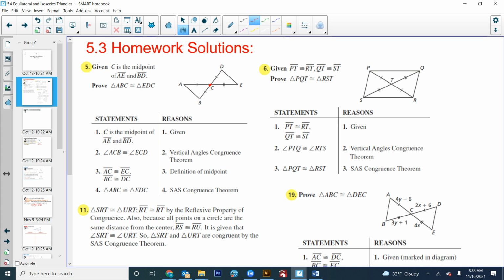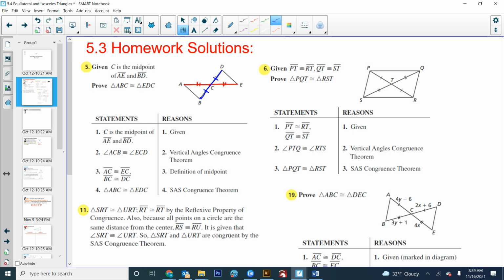So C is the midpoint of AE, and then BD. So those segments are congruent to each other, but do you agree the blue and red segments aren't necessarily congruent? Let me say it again. These segments are congruent to each other, but that doesn't necessarily mean the red and blue segments are congruent. Got that? Awesome. All right, that gives us a pair of S's, another pair of S's.